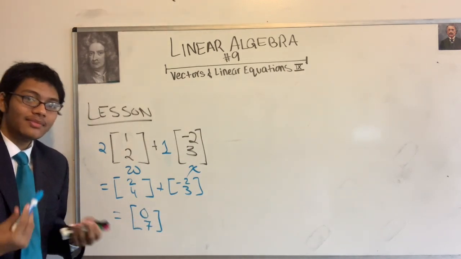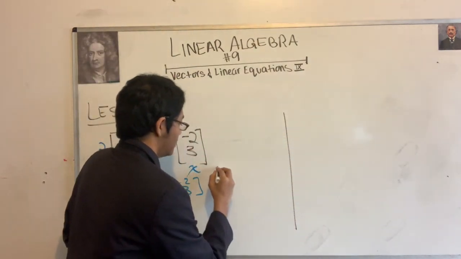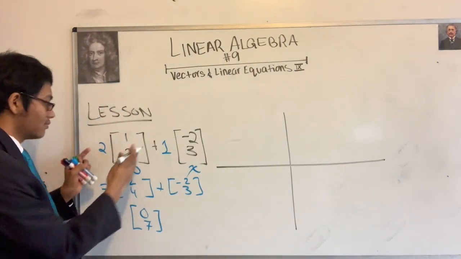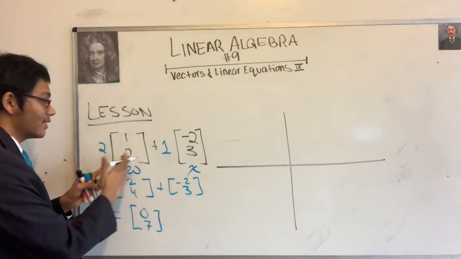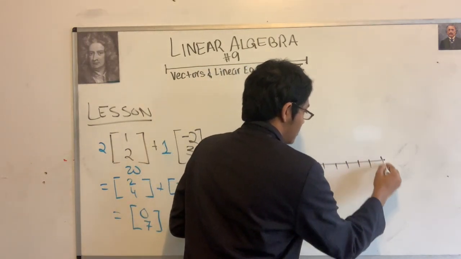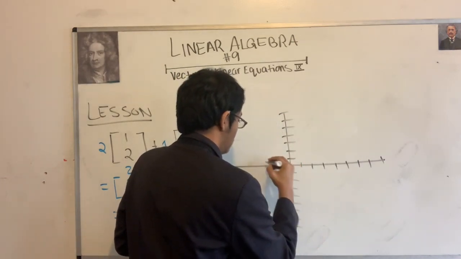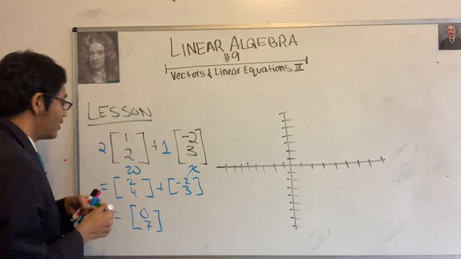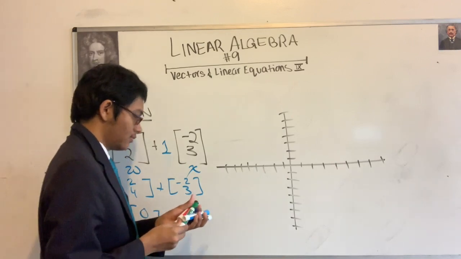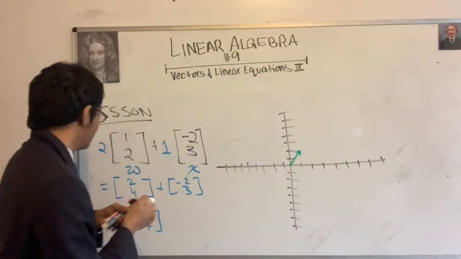Now, what does this mean on the plane? Well, let's go to the plane. Just like we analyzed one linear combination on the plane, let's analyze two linear combinations on the plane. So let's see how that will look. Our first vector is 1, 2. Okay, so that's my W vector.